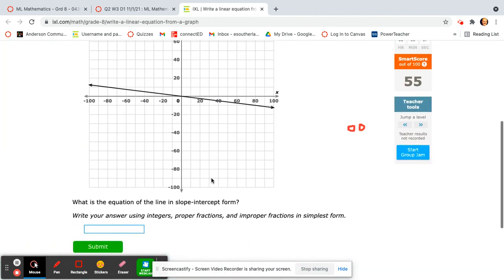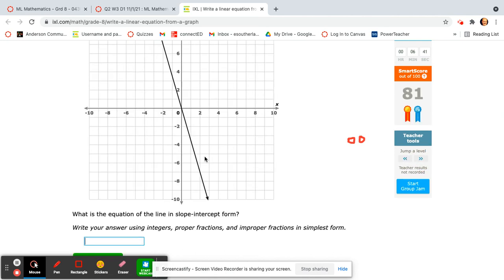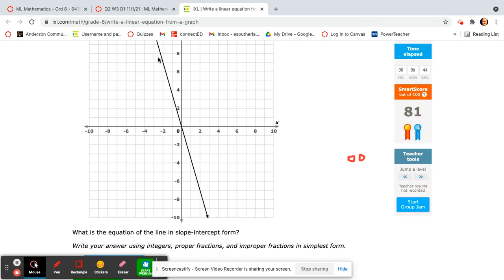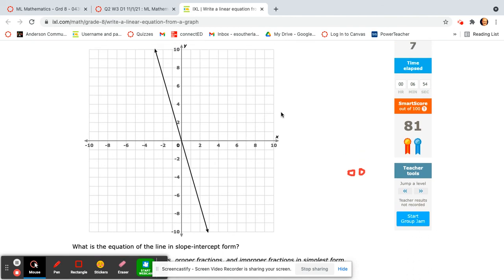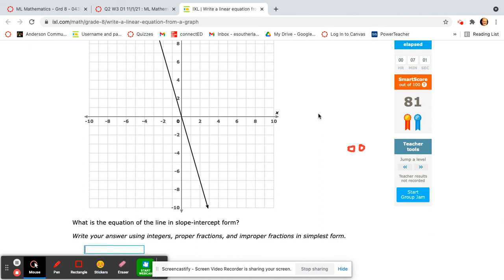You're going to keep going over and over and doing this consistently. Once you get here, just remember left to right is going down. If your y-intercept is 0, you don't have to put it, but anything else that's not 0, you do have to put. If you have questions, feel free to email me at esutherland@acsc.net. Remember, you always start y equals whatever the slope is, plus or minus whatever the y-intercept is.